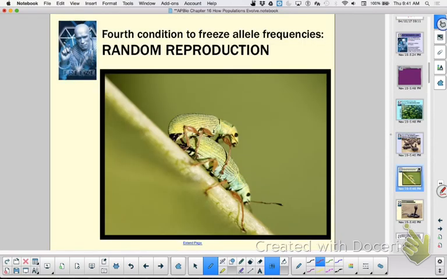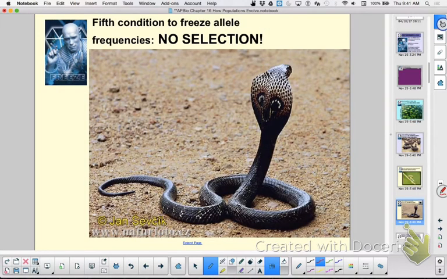The fourth condition to freeze allele frequencies is random reproduction. It's funny because they're bugs. Okay, so this means no bug is greater than another. You'd be like, any old bug can come have sex. Okay, so this is full-on random reproduction. Please don't be random in your reproduction. Please choose wisely. But if you start selecting for a particular trait, that could eventually lead to speciation if you isolate yourself and only, like I said, tall people have sex with tall people, short people with short people, blue eyes with blue eyes. And the next one is no selection.